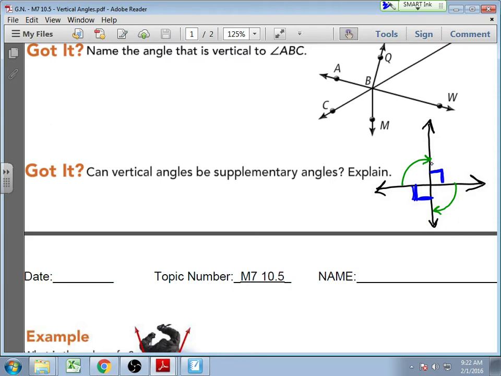So if I label these angles 1, 2, 3, and 4, I have angles 1 and 3 are vertical and supplementary, and angles 2 and 4 are vertical and supplementary. Any questions on that?